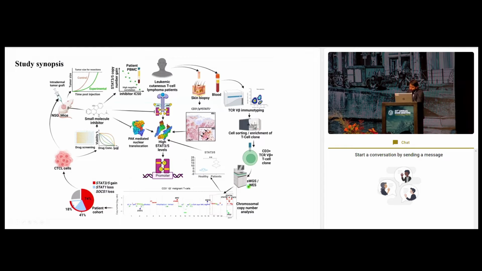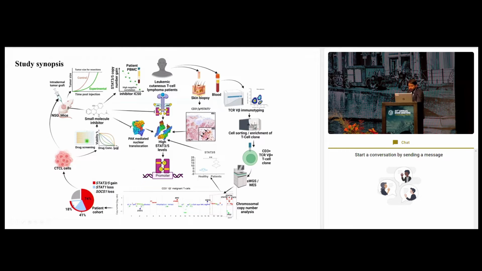Initially we did the whole exome sequencing to find a recurrent mutational pattern in the leukemic CTCL patients, but unfortunately we were unable to detect any. We did find a recurrent pattern from the whole genome sequencing data, where we see common chromosomal aberrations in the patients, mostly STAT3-5 region gain, along with the loss of the STAT1 and SOX1 region.